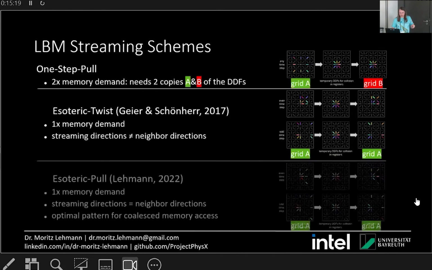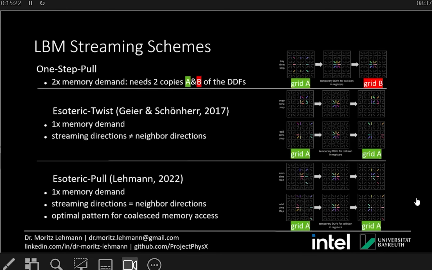When I implemented this, I found sort of by accident that you can actually shift the distribution functions that are not in the streaming directions into their appropriate place. And it works. And I call it then the esoteric pull scheme. There's also a push variant of it. And yeah, here it's a lot simpler to implement. It's like 15 lines of code. It still has only 1x memory demand. It only needs one copy of the grid, and it is the optimal pattern for coalesced memory access, because the one extra population that is in the streaming direction in 2D, and in 3D it's a bit more, is also coalesced memory access.